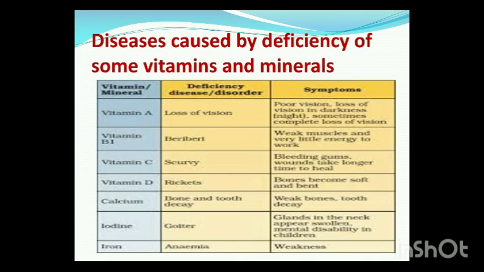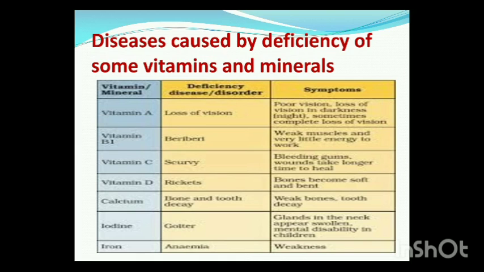Next disease is scurvy. Scurvy is a disease in which a person has bleeding gums and his wounds take longer time to heal. And why this disease occurs? Because of the deficiency of vitamin C. So children, we should include citrus food in our daily meal so that we can get vitamin C.